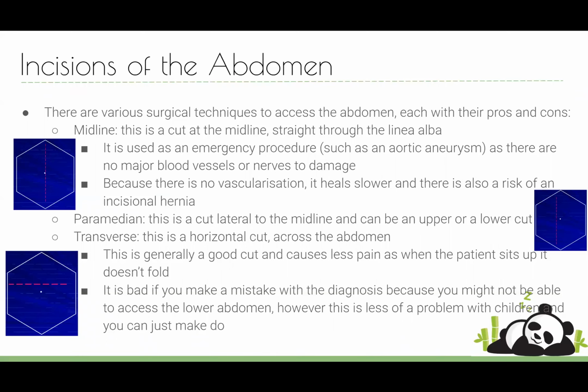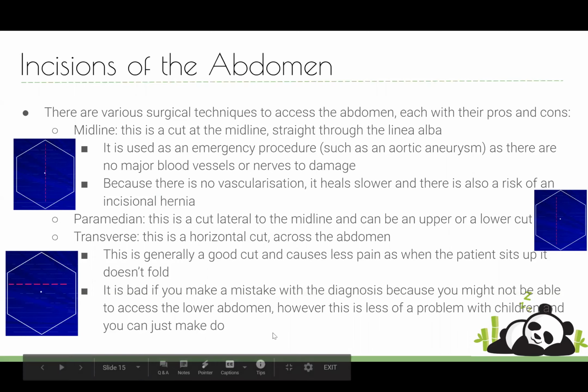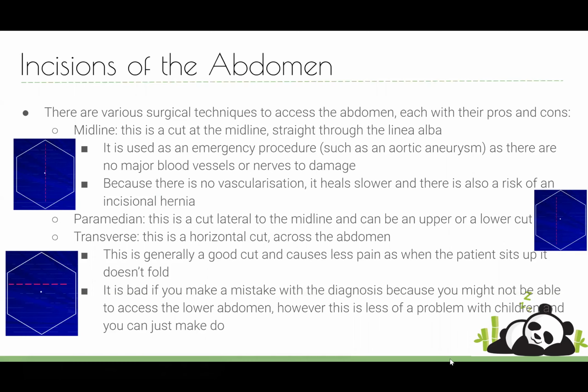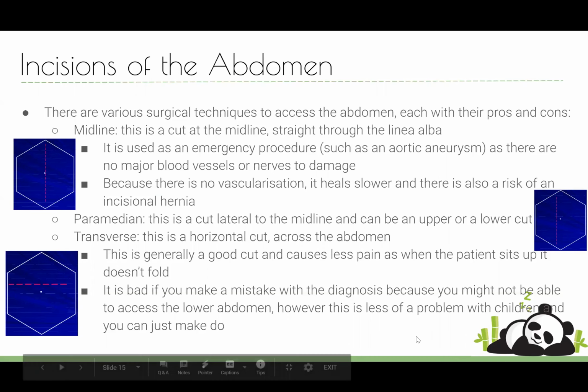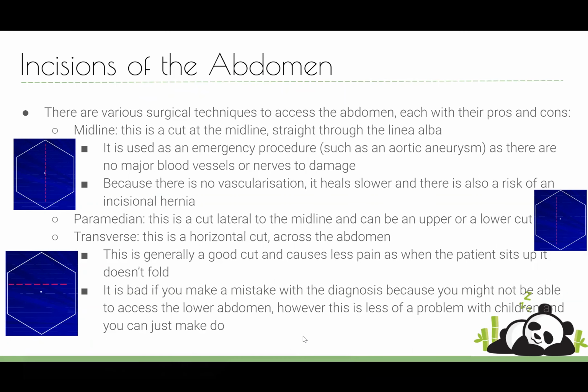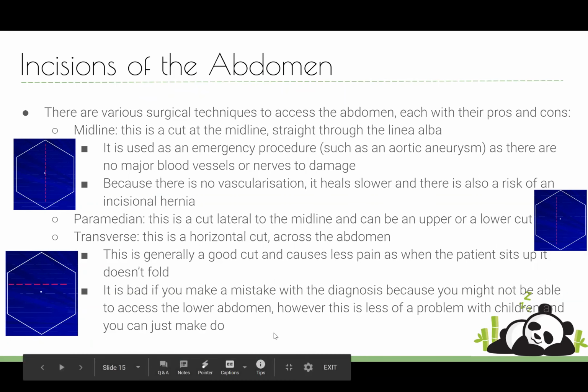A paramedian incision is when you just go left of the midline. It can be done as either a lower or an upper cut, as in it doesn't have to be this full straight down line. It can be lower or upper. Transverse is a horizontal cut across the abdomen. It's good because it causes less pain when you sit up because it doesn't fold. But it's bad if you make a mistake. So if you cut this line open and you realize you need to go down much lower, then you can't really get there. In kids though, it's not as big of a problem because they're just smaller.